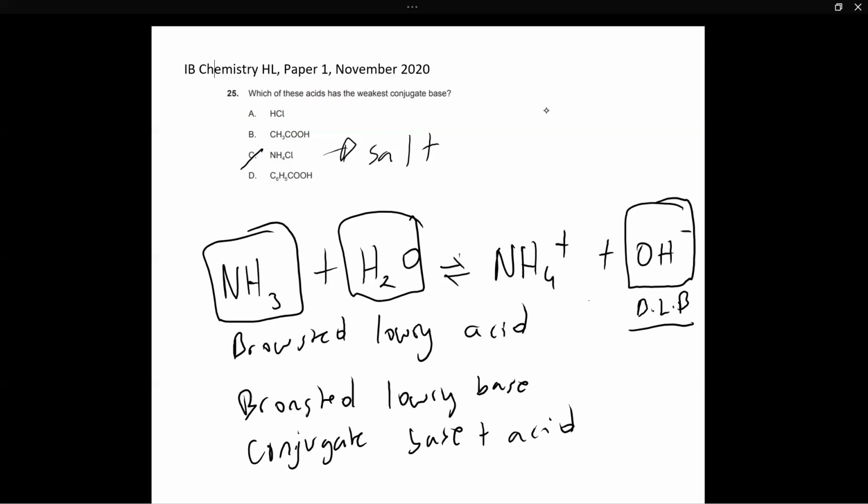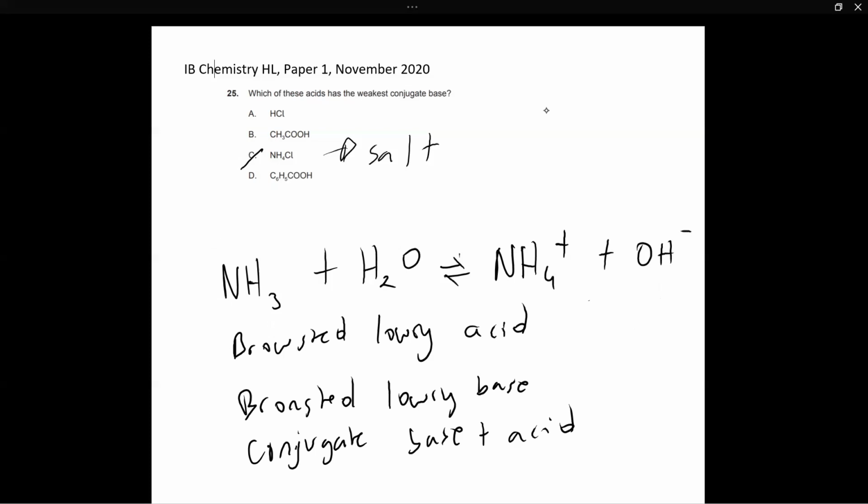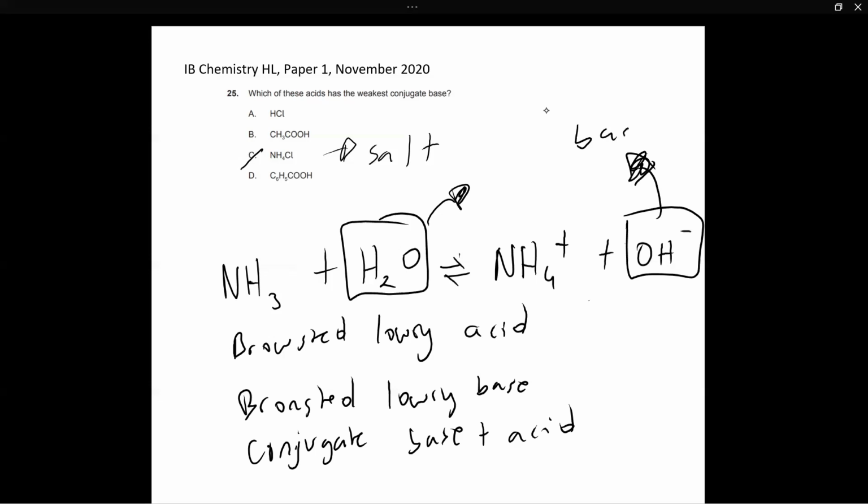Now, what is a conjugate base and a conjugate acid? H2O and OH minus are a conjugate acid-base pair, meaning they're interchangeable. Basically, what this means is that one of them acts as a base and the other acts as an acid. In this case, OH minus acts as a base and H2O acts as an acid. So that's what a conjugate acid-base pair is.